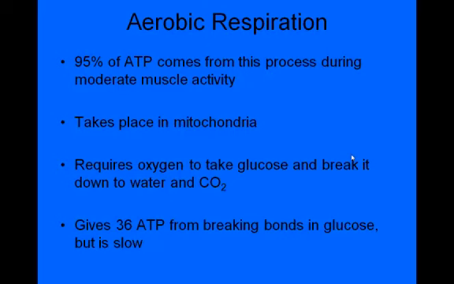Now, you get roughly 32 to 36 ATP, there's still a lot of controversy on that, from breaking down bonds in the glucose. Now, you get a lot of ATP, but it's slow. So that means that you got to have the time and you got to have the oxygen available.